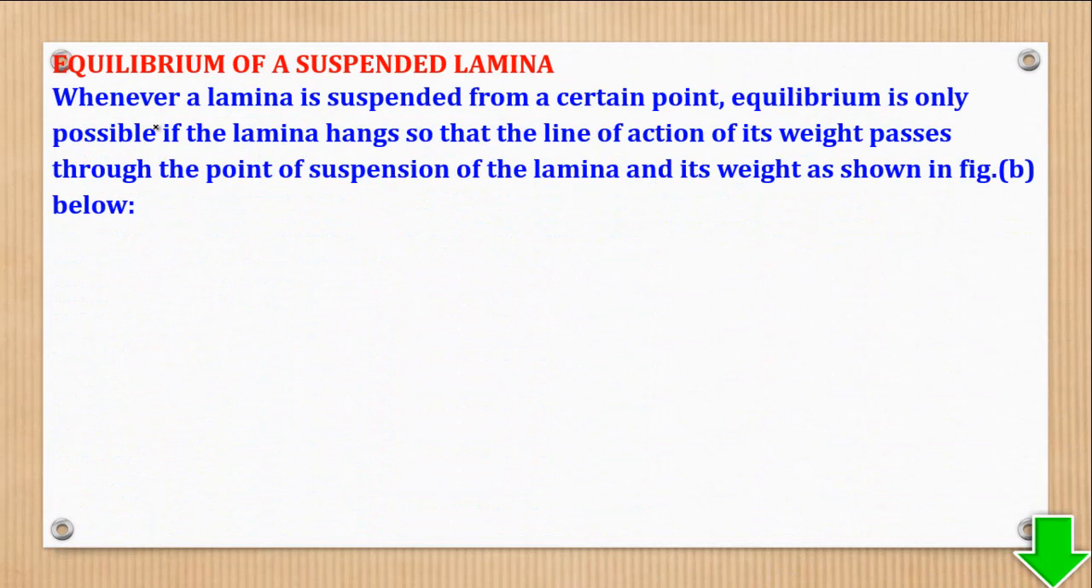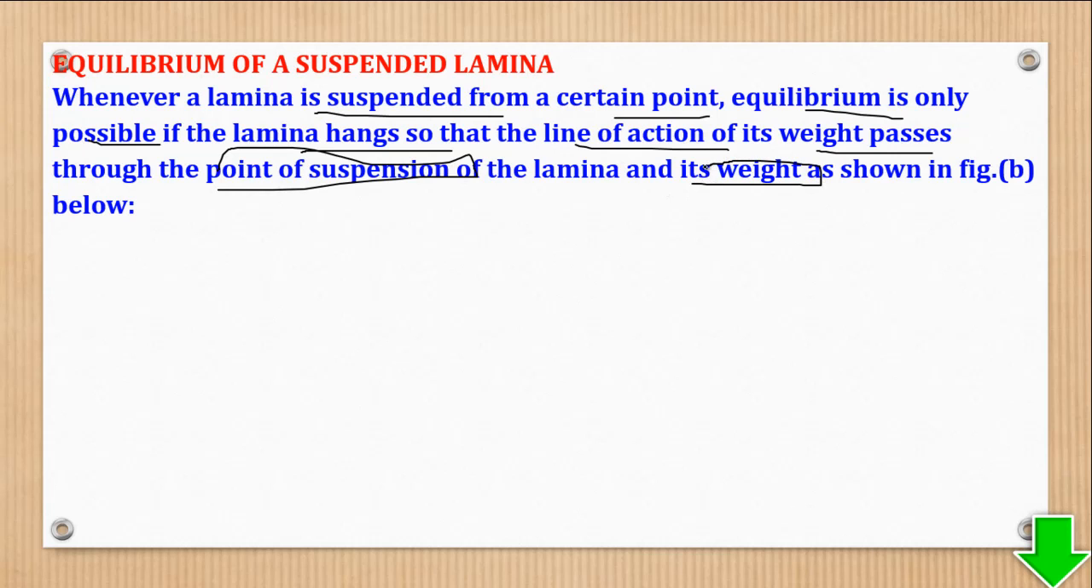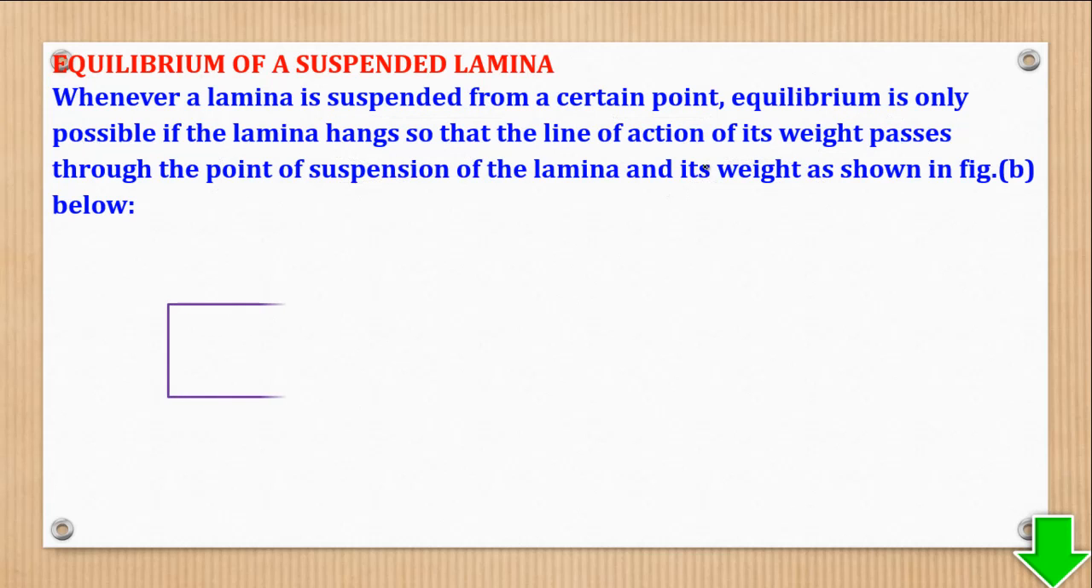So that has been the center of gravity of a composite lamina, but now we need to add in something about these composite laminas, and that is called suspending a lamina. Whenever a lamina is suspended from a certain point, equilibrium is only possible if the lamina hangs so that the line of action of its weight passes through the point of suspension of the lamina, as shown below. So let's consider a simple lamina, which is a rectangle.